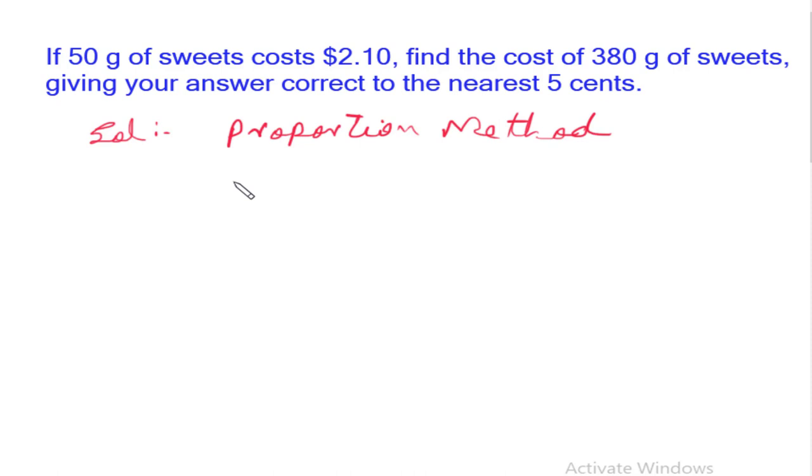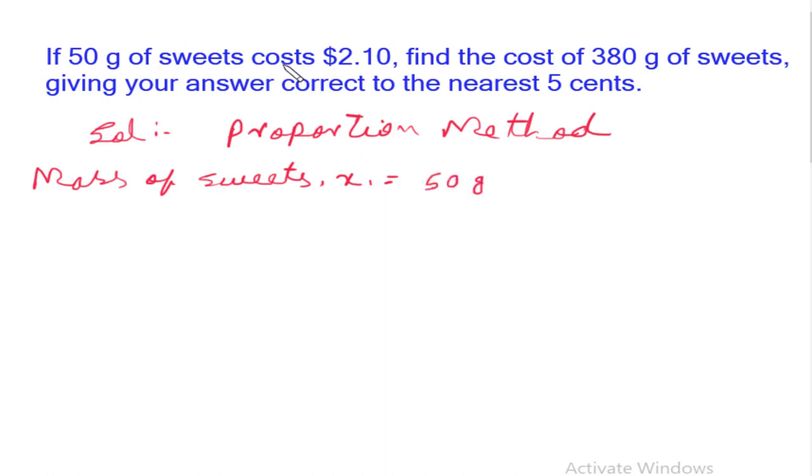Same as in unitary method. First, understand the relationship between the quantities involved. In this case, it is the relationship between the weight of the sweets and the cost of the sweets. Mass of sweets, let it be named x sub 1, and here it is 50 grams.